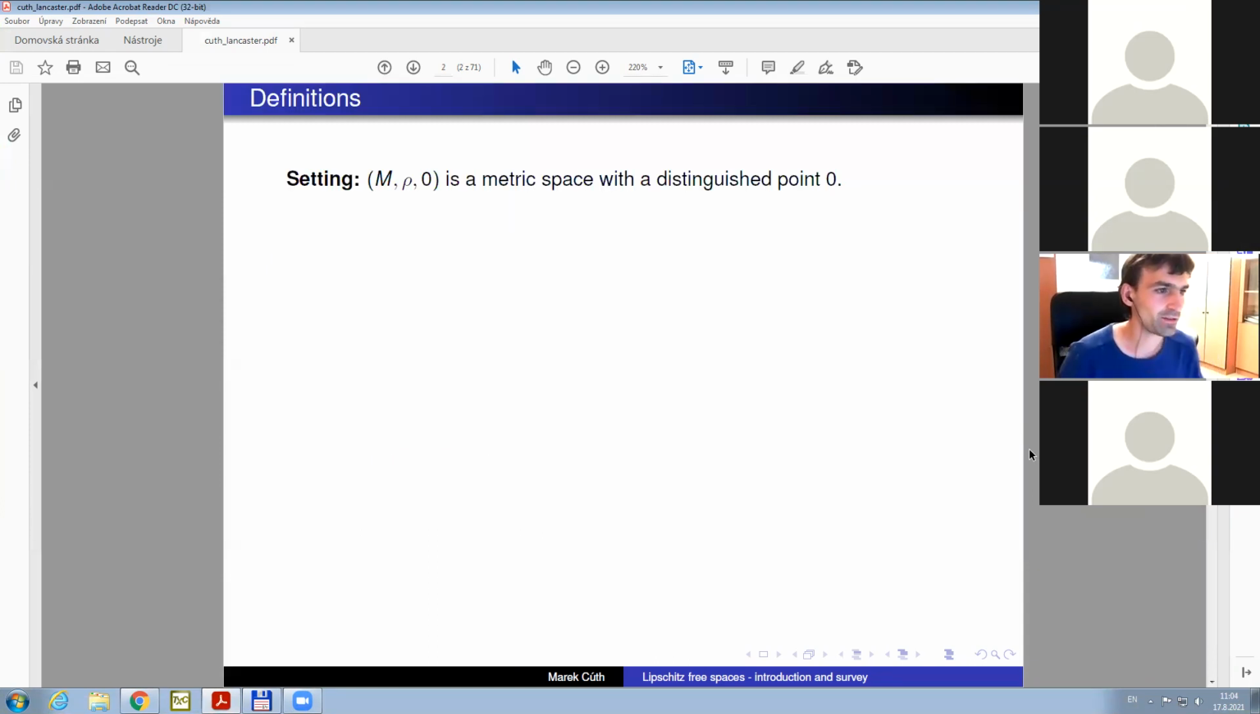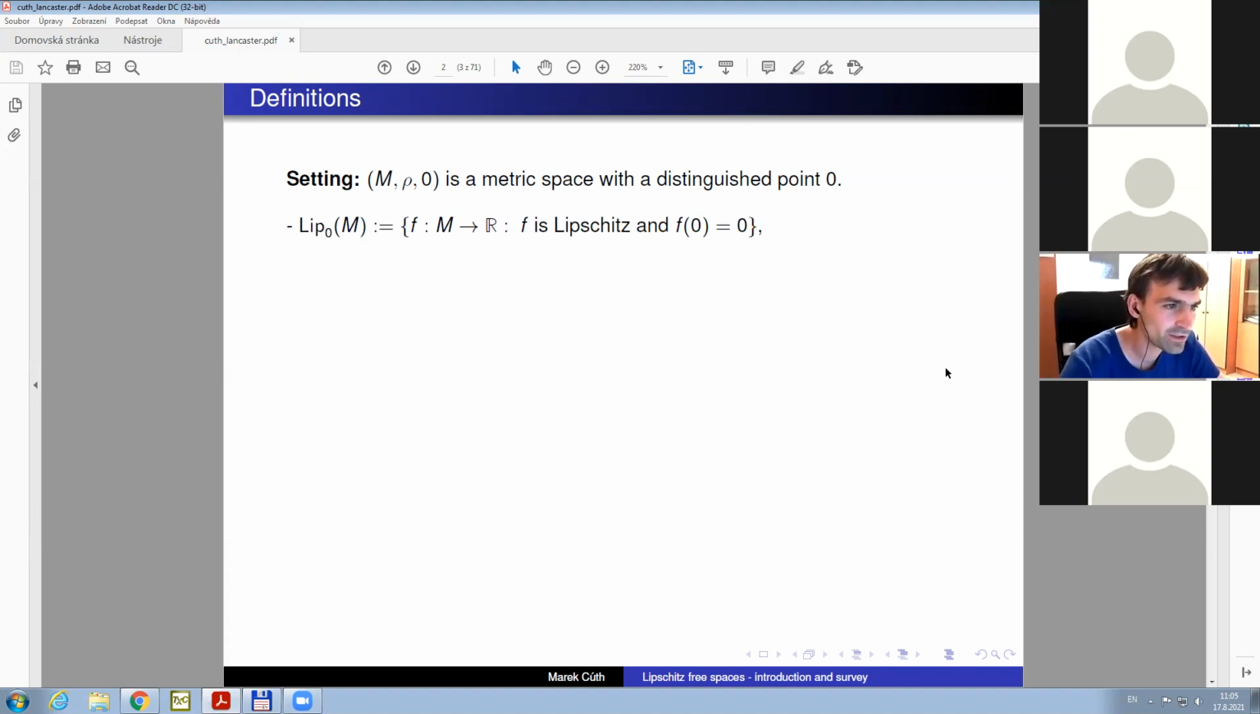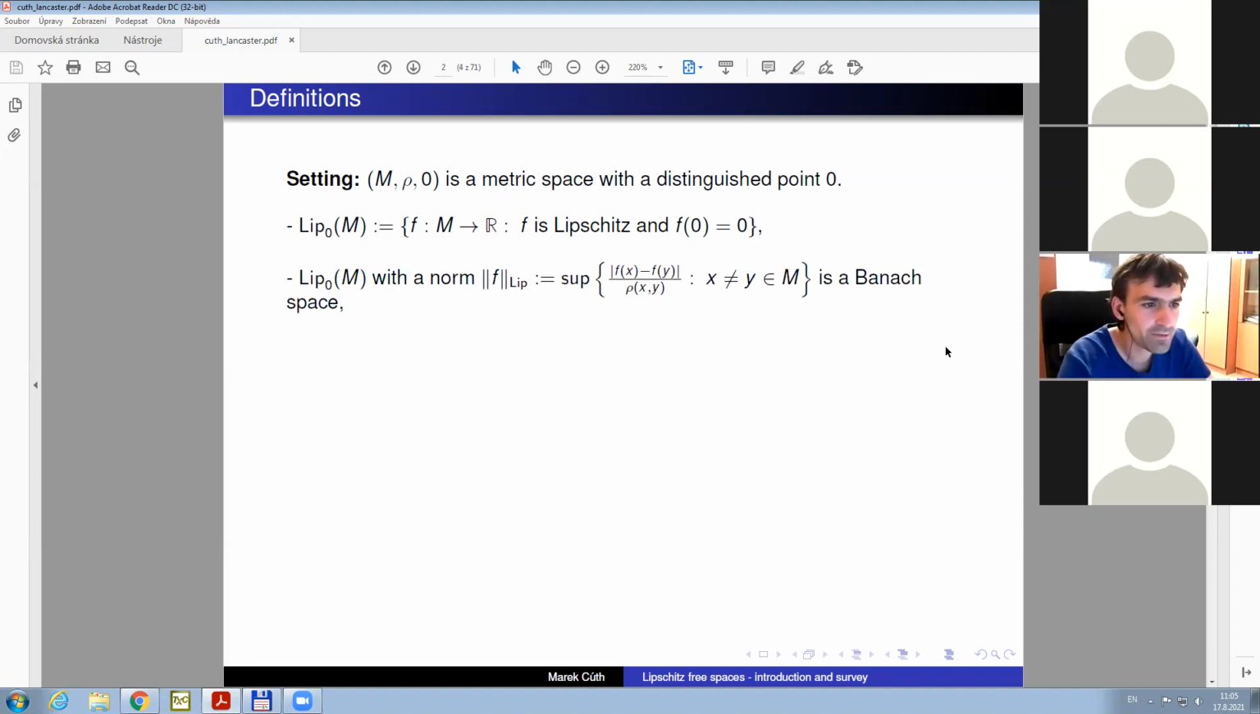So let me begin. In our setting, we have a metric space with a distinguished point 0, which will be called the origin in what follows. And we consider the vector space of all the Lipschitz functions, which are real-valued functions which are Lipschitz and which preserve the origin. It means that they map the distinguished point 0 from the metric space to the number 0. And if we endow this vector space with the norm being the smallest possible Lipschitz constant, then we actually get the structure of a Banach space.